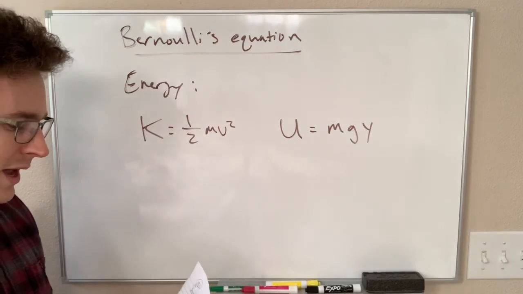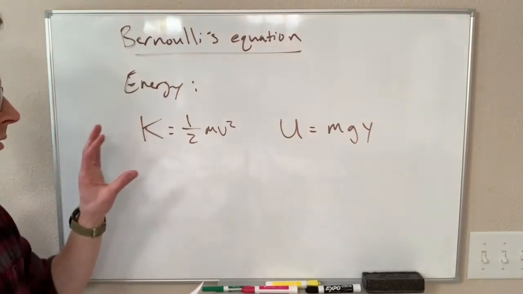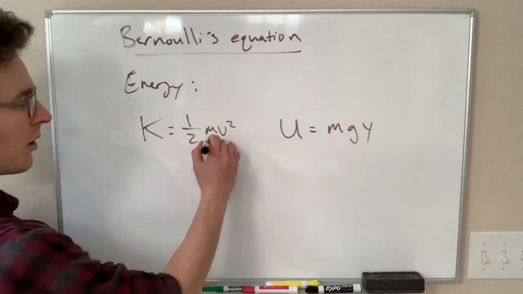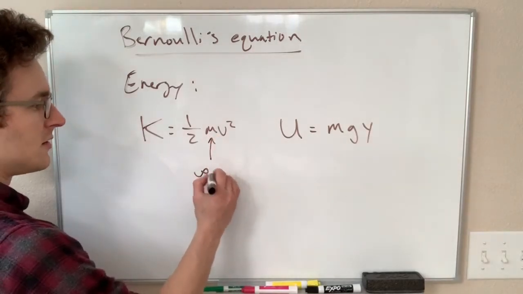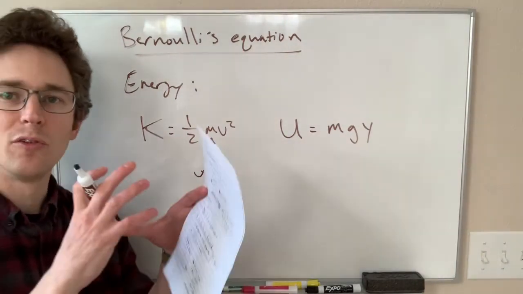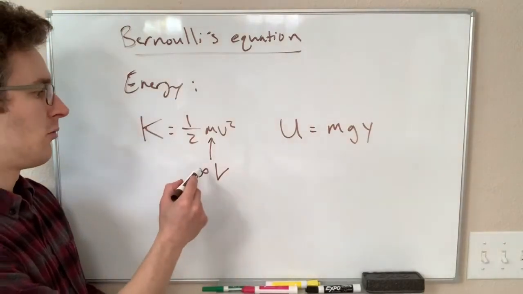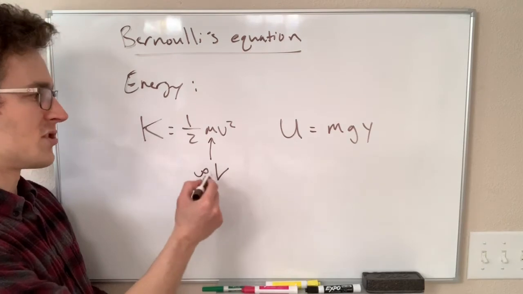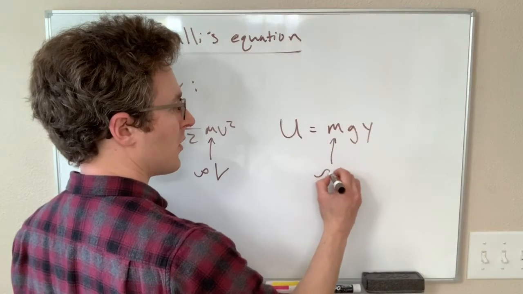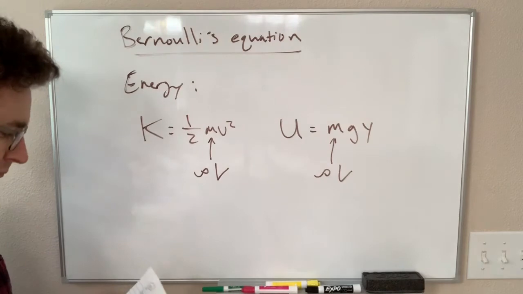So the way that a fluid can have kinetic and potential energy is still with these equations, but now our masses are density times some volume, right? So if we're talking about some volume of fluid moving at some velocity, the kinetic energy is 1/2 rho times V, the volume, which is the mass, times v squared. For the potential energy, we have the same thing. Our mass there is also rho times the volume of that fluid.